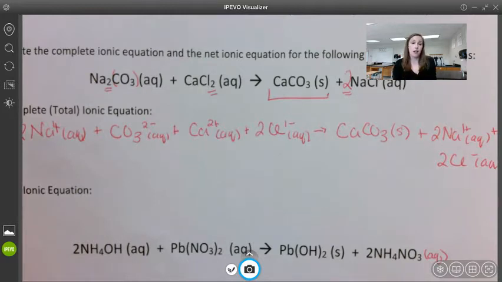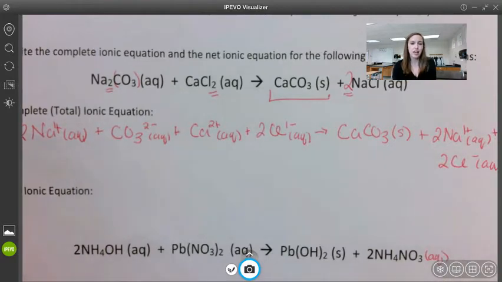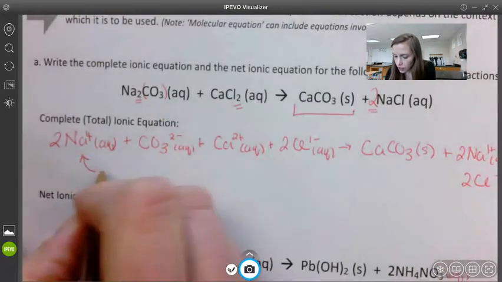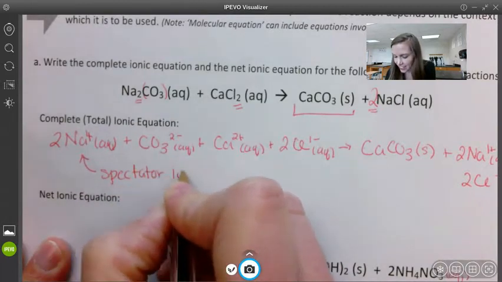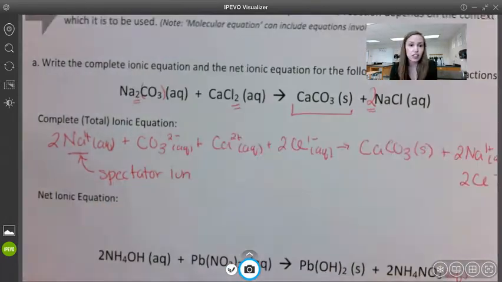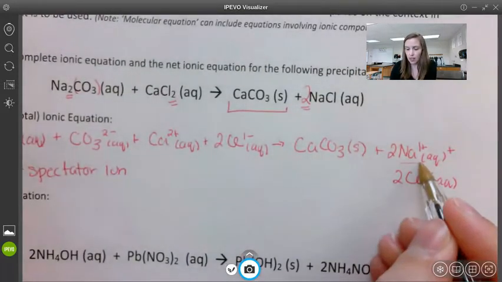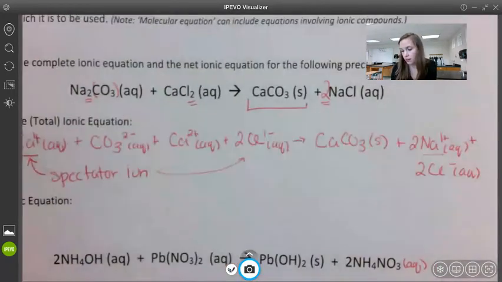When we go to do the net ionic equation, this is a lot of information, the complete ionic equation. The net ionic equation is really showing the chemistry that's actually going on. That's because the complete ionic equation has what are called spectator ions. So in this reaction, spectator ions, one is the sodium ion because it is an aqueous ion on the left and it is an aqueous ion on the right, or the product side. The other one is going to be the chloride ions.